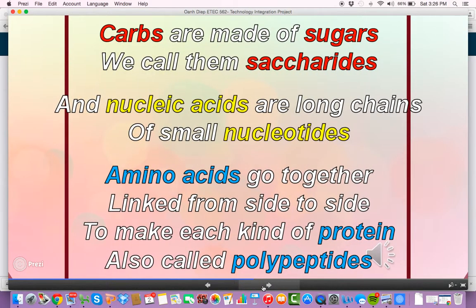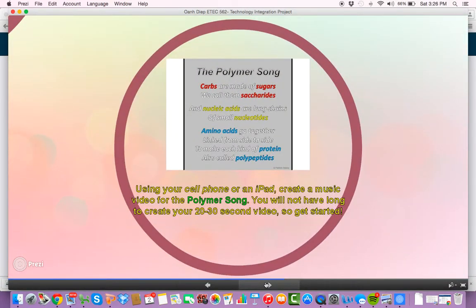So here are the lyrics that I made. Students can use the same lyrics, or they can create their own lyrics. However, the information has to be very accurate. As you can tell, all of these pertain to the monomers of carbs and the polymers of carbs. Students can use their iPads or their cell phones to record their video, taking pictures of themselves rapping or singing the verse, however they would like. They would have a 20 to 30 second video, and they would upload it into Educreations.